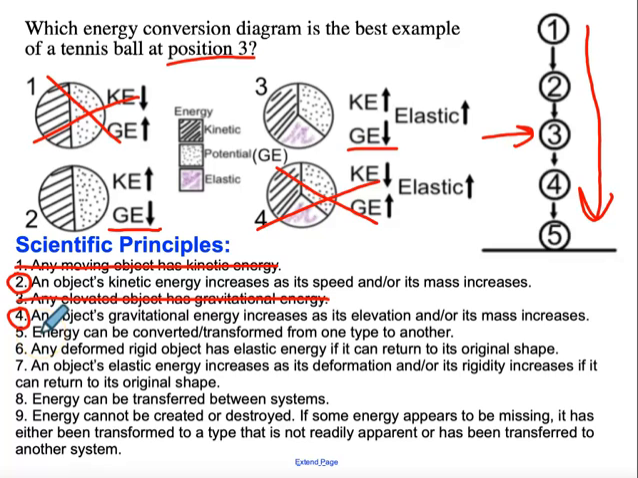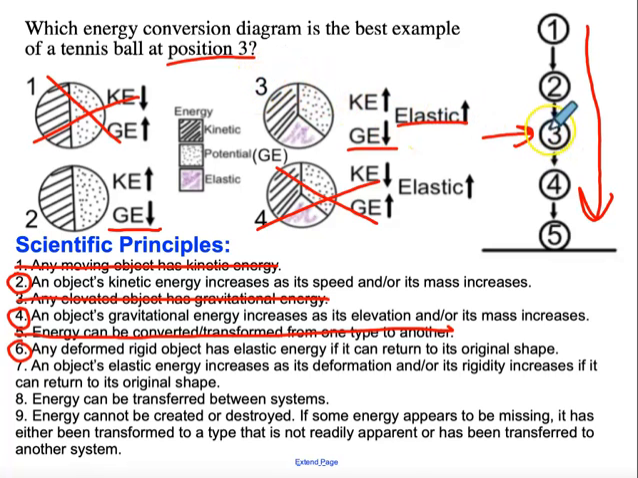5, energy can be converted. Yes, we know that, and it's happening here. They all are. It doesn't distinguish one from the other. 6, any deformed rigid object has elastic energy. This is crucial. This says if this ball is deformed, it has EE. So 3 has EE.